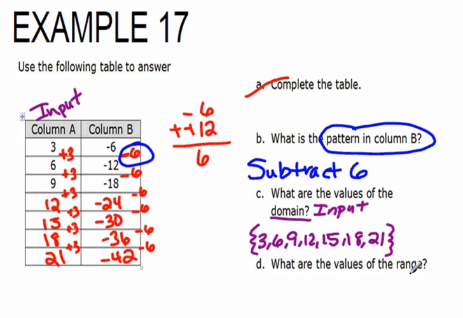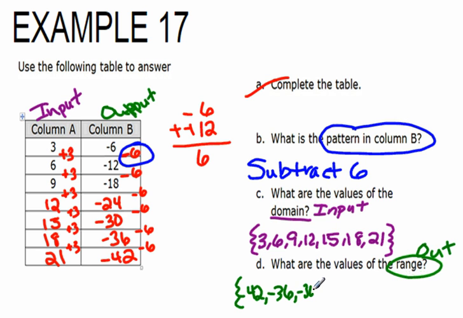Question D asks us about the values of the range, which is our output, which is going to be our column B. So remember, we want to list these in order from the smallest to the greatest. So our smallest number here, even though it actually looks like the biggest, is going to be -42 because we're talking about negative, so it's kind of like backwards logic here. So then we get -36, -30, -24, -18, -12, and -6.